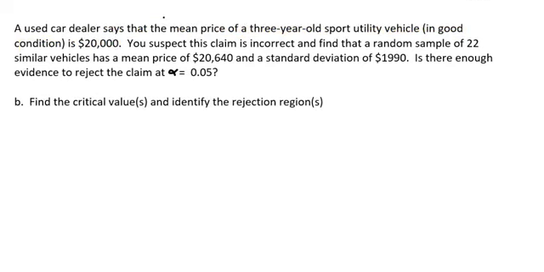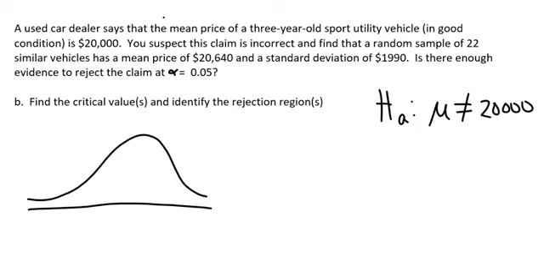Part B, find the critical value or values and identify the rejection region. To figure out if this is a one-tailed or a two-tailed test, let's write out our alternative hypothesis. Since there is a not equal to sign, this is going to be a two-tailed test. So let's draw a picture of our standard normal curve. So you know that our critical values, we're going to have two of them. We're going to have one that's negative and one that's positive.